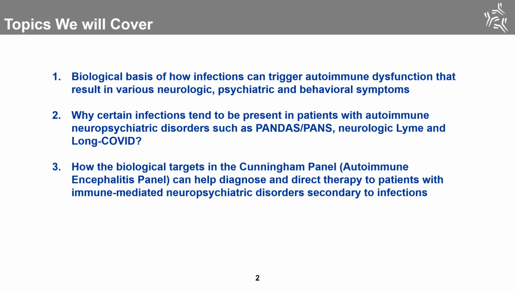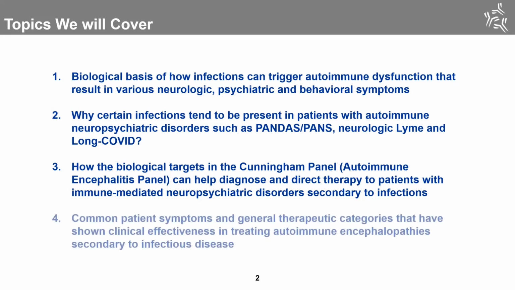And then how the biological targets, and specifically these 5 targets in the Cunningham panel, and I'll probably refer to it also as an autoimmune encephalitis panel, can diagnose and direct therapy to your patients with these immune-mediated neuropsychiatric disorders that are a result of an infection. And then I'll share with you some of the common symptoms that we find in patients who are positive in testing, and that they respond then to these types of treatments that I'll just describe in general therapeutic categories that have shown clinical effectiveness in treating these autoimmune encephalopathies and what we'll call basal ganglia encephalitis also.